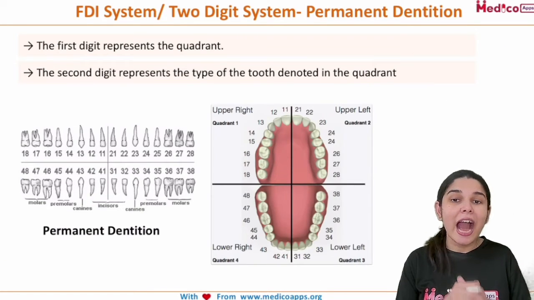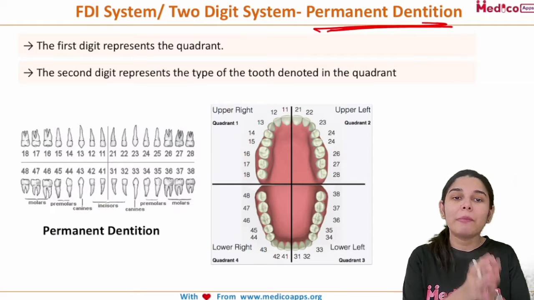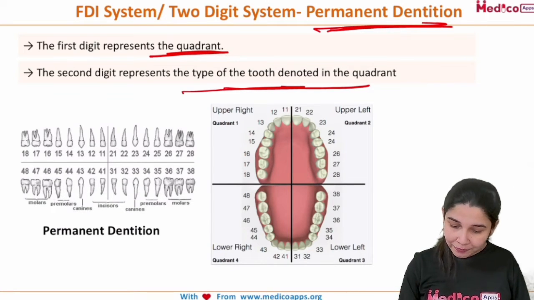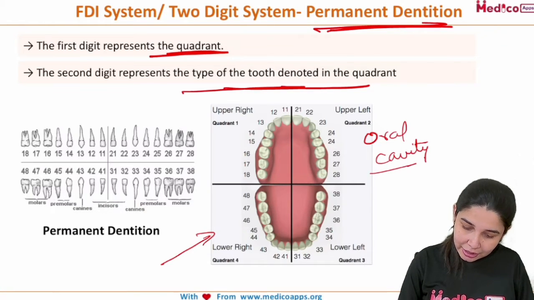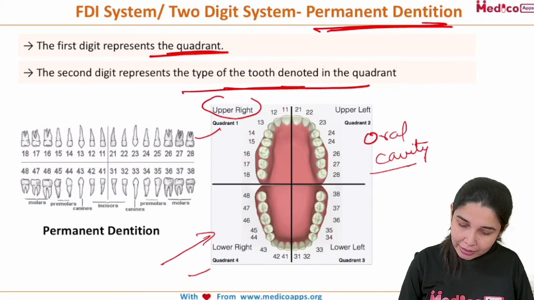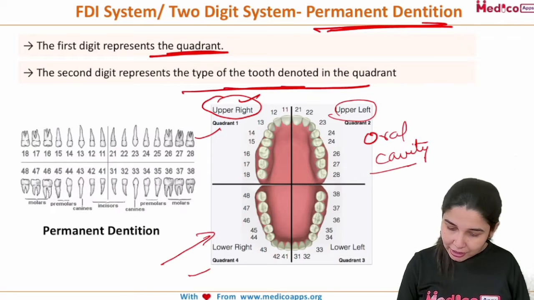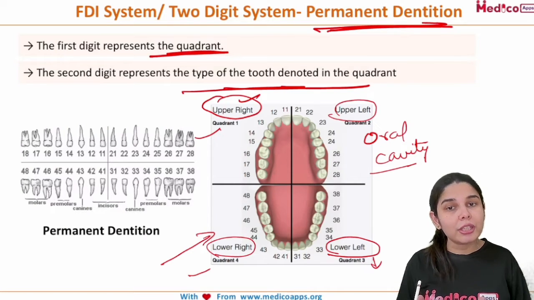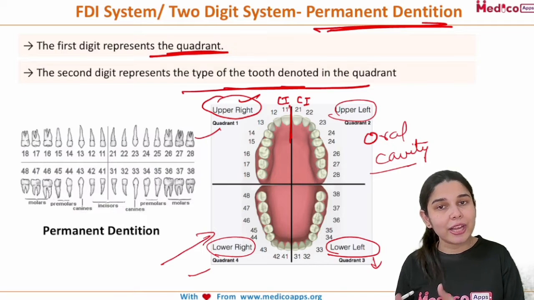And specifically, I have again just made you a differentiation for permanent and deciduous dentition. Permanent, for the first digit, it's quadrant, and second, it is the type of tooth denoted in the quadrant. And now you can see the oral cavity here. It is very easy to understand. This is your maxillary, this is your mandible, this is upper right, and this is upper left. So upper right is your maxillary right, maxillary left. This is lower left, that is your mandibular, and lower right, that is your mandibular right. So this is how we have divided it from the midline. Okay, so this is your central incisor, the right side and left side central incisor.